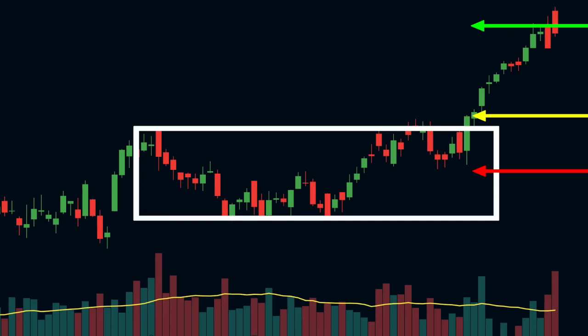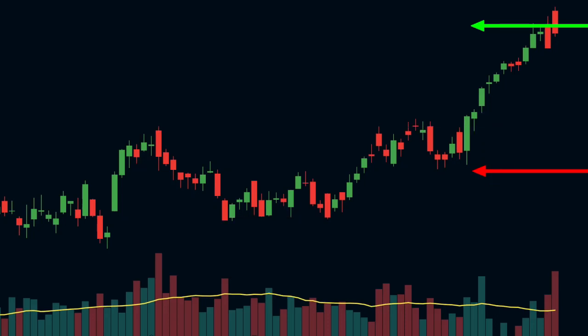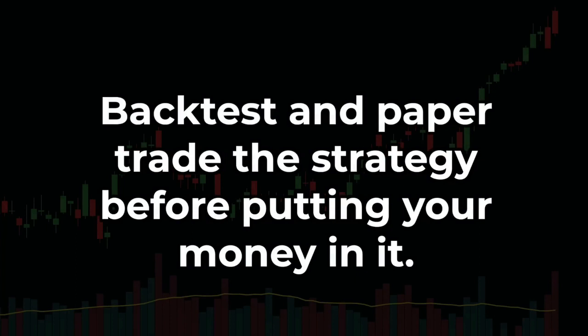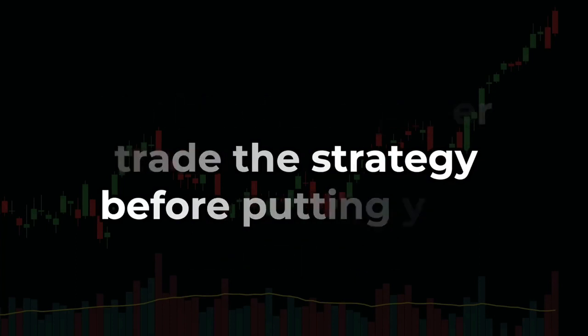So that was the Darvas box strategy. It is one of the simplest strategies that a trader might come across. Yet, it is very powerful. I suggest you backtest and paper trade the strategy for a couple of trades before putting your money in it.